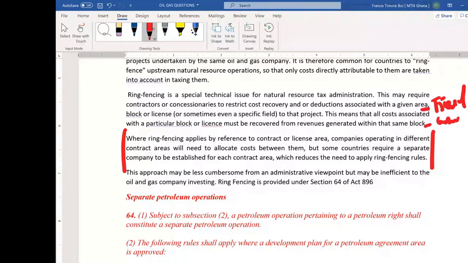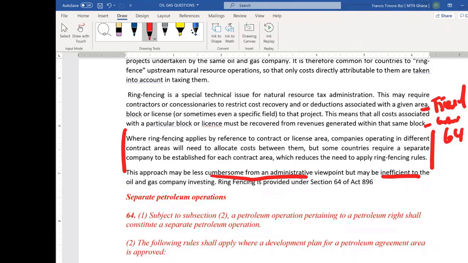This approach may be less cumbersome from an administrative viewpoint, but may be inefficient to the oil and gas company investing. Why? It is provided under section 64. Why do you think it will be inefficient for the company, but less cumbersome for tax administrators?